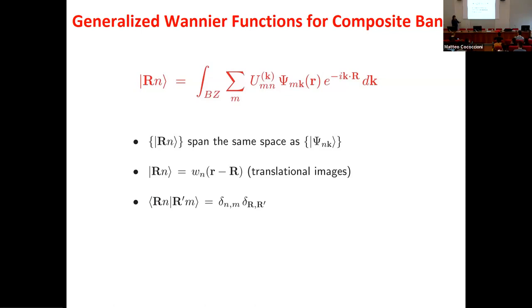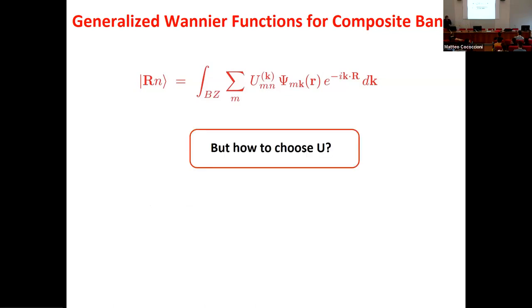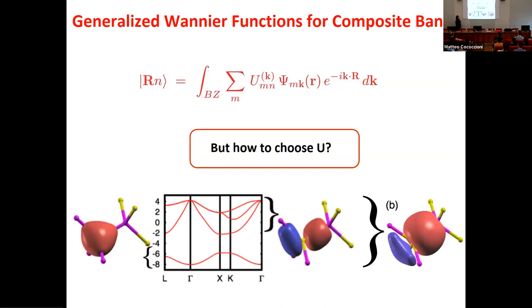The other thing is that each one of these Wannier functions, which we can write in this ket form or just in single quantization like this, will be a translational image if we send R into R plus R prime. So if we change this R into R plus R prime, we just translate the result, no matter what the U's are. And no matter what the U's are, all these Wannier functions are orthogonal. So these are all very good qualities. But what remains, the last freedom, is how to choose this U in a transformation that, as I said, could involve one band, three bands, or four bands.